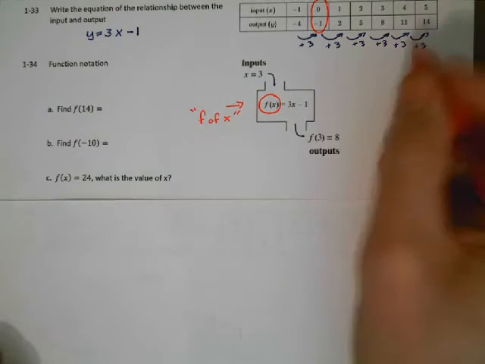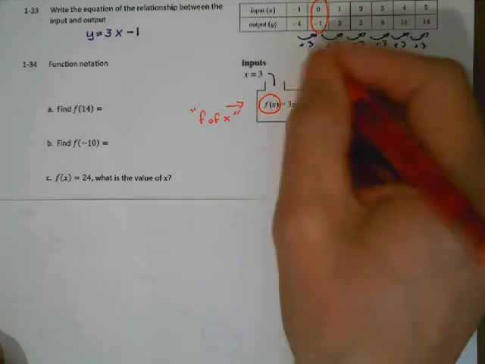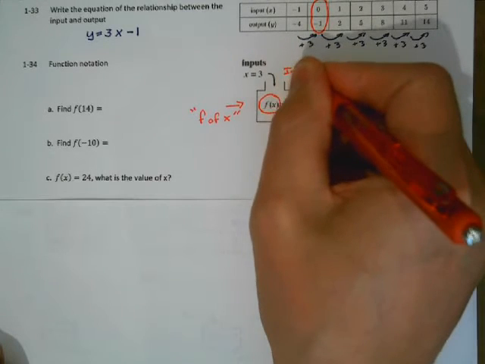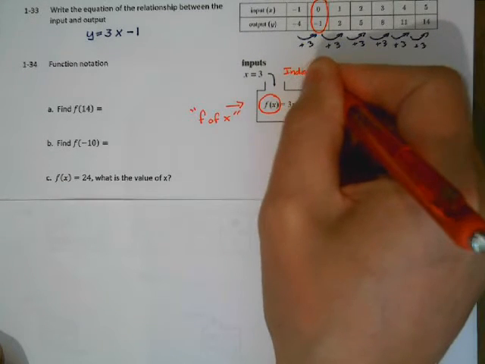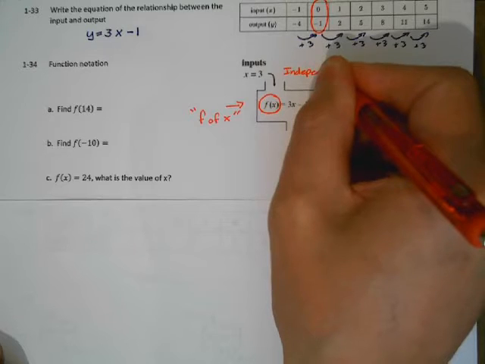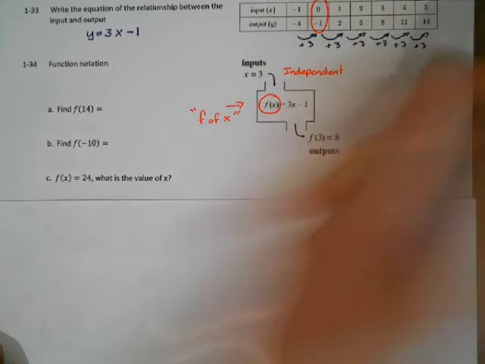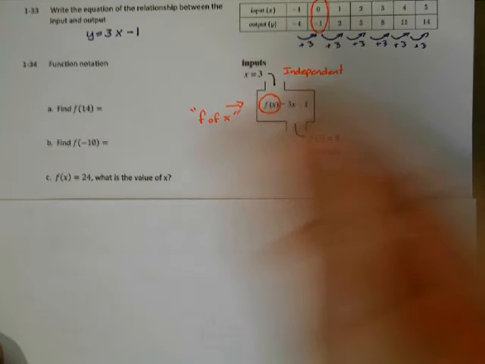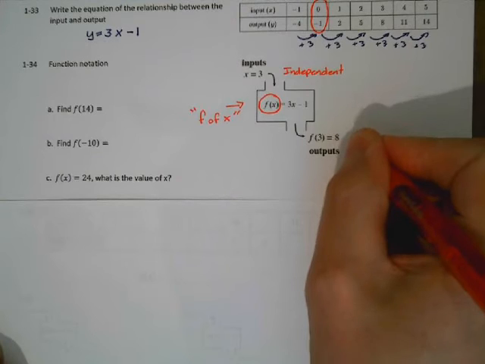You can also think of this as being independent and dependent. The X value we usually say is an independent value, meaning that it doesn't depend on anything. It can be whatever it wants. The Y value, however, is what we would call something that is dependent.